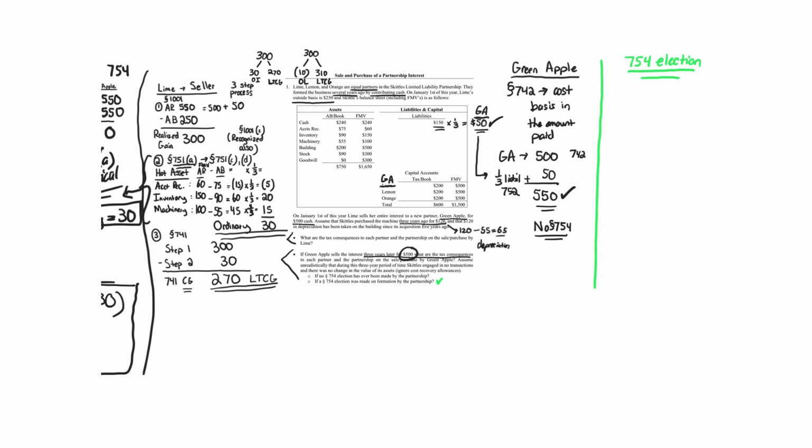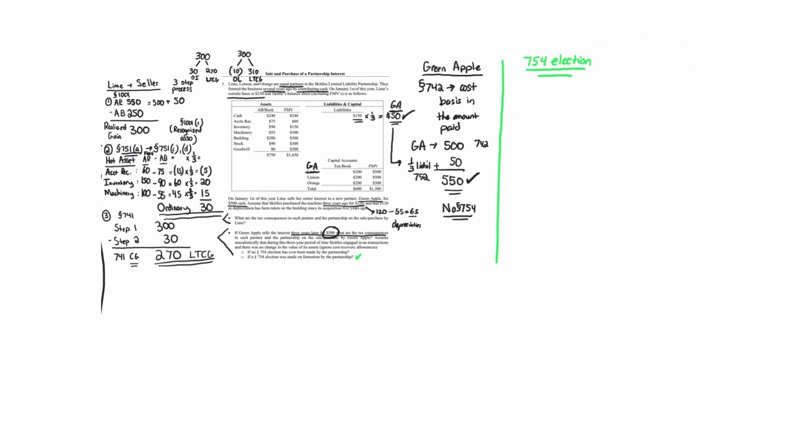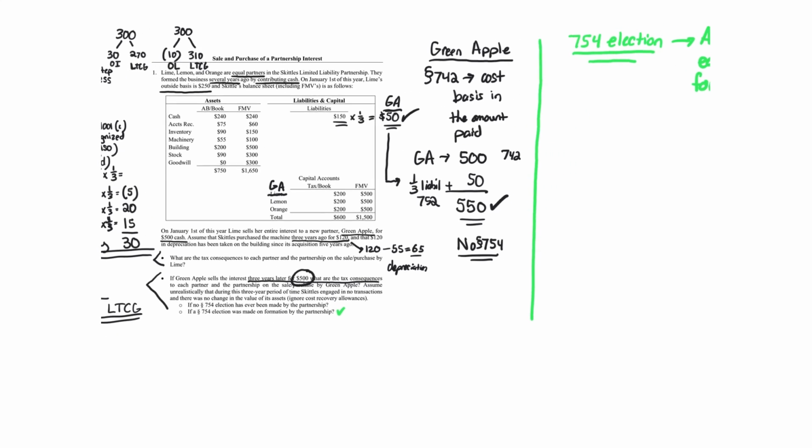And the reason why it's going to be different is because under a 754 election, let's say a 754 election was made since the beginning. So even when Green Apple purchased the interest from Lime, that was always in place since Green Apple's been around. The 754 election's been there. Then what happens is we have to adjust each asset for Green Apple. So what we do is we go through each of the assets.